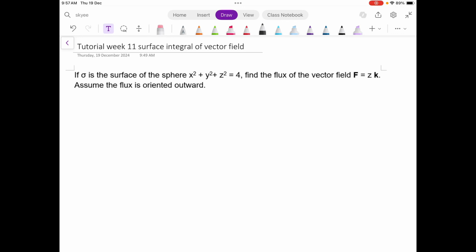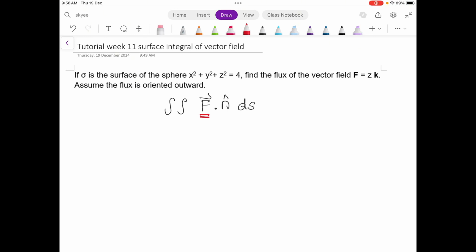So in order to find the flux of the vector field that is coming out from the sphere, we have to apply this equation. We have a double integral, then the force, the vector field, dot product with the unit vector n, which represents the direction of the flux, and then dS. So this is the formula. The question has given us the vector field.